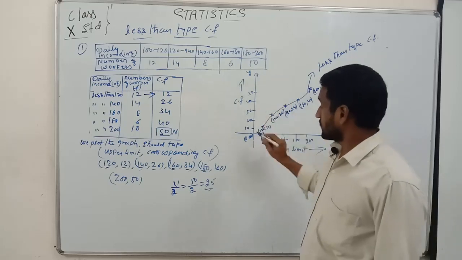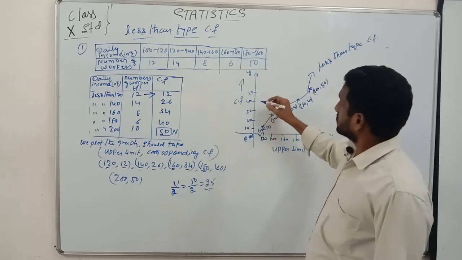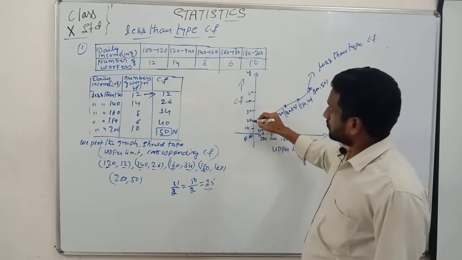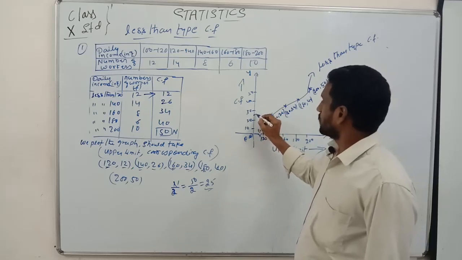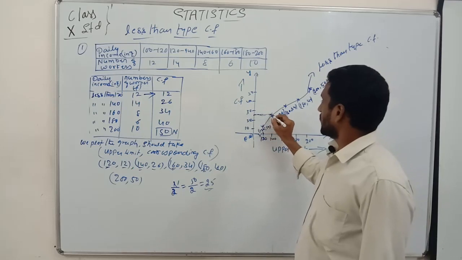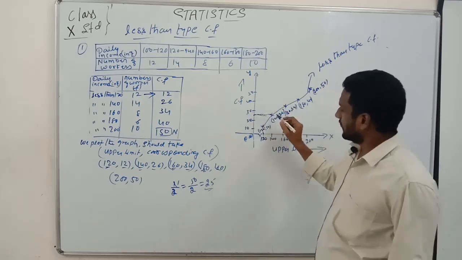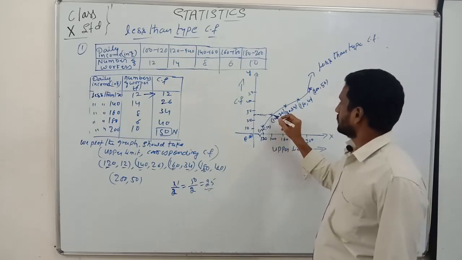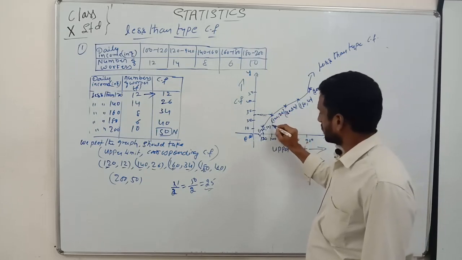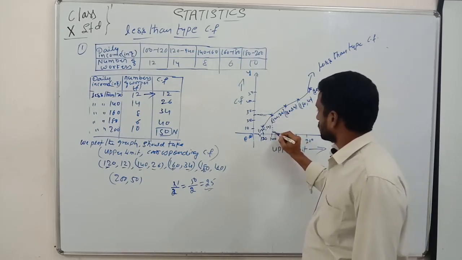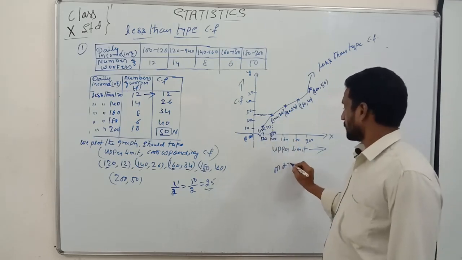You should look on the y-axis, not the x-axis. On the y-axis, see where n by 2, the value 25, comes. I think it is in the middle of 20 and 30. So that is 25. Again you draw a line parallel to the x-axis. That line intersects the curve somewhere. Again you come down perpendicularly to the x-axis. This number gives the median, approximately.